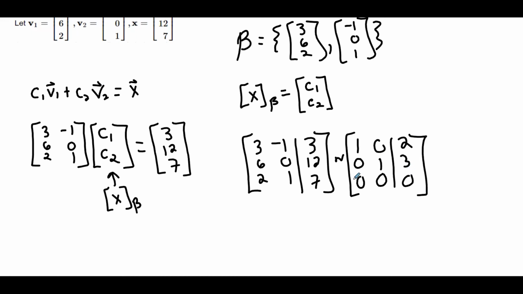0. So it has a solution, and the solution is 2, 3. So that means the coordinate vector for x with respect to the basis beta is the vector 2, 3.